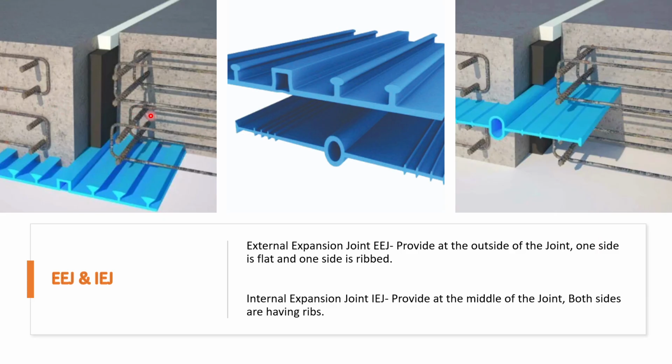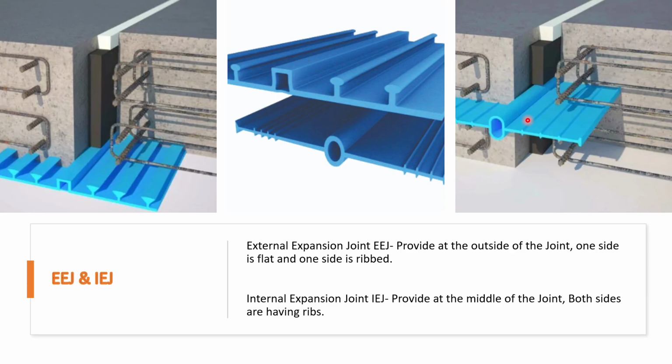This way, when we complete the casting of both elements, we can provide the filler board here, and then sealant. Or if we require backing rod, we'll also provide backing rod, and then we apply the sealant. Because sometimes a thick sealant is required, to reduce the quantity of sealant we just provide the backing rod in the expansion joint. In this example the backing rod is not shown, but it is optional. You can provide it or you cannot.